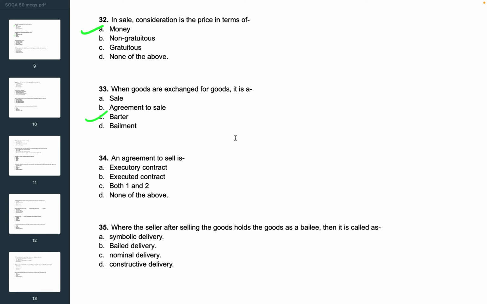Next question. An agreement to sell is A. Executory contract, B. Executed contract, C. Both 1 and 2, or D. None of the above. The correct answer is A. Executory contract. An agreement to sell is an executory contract.